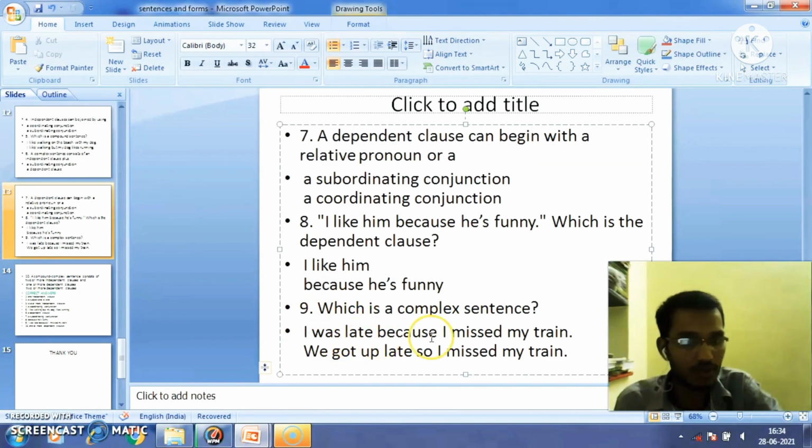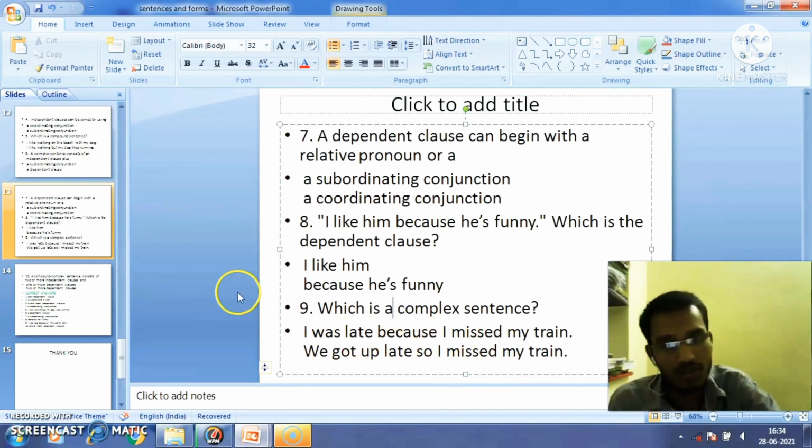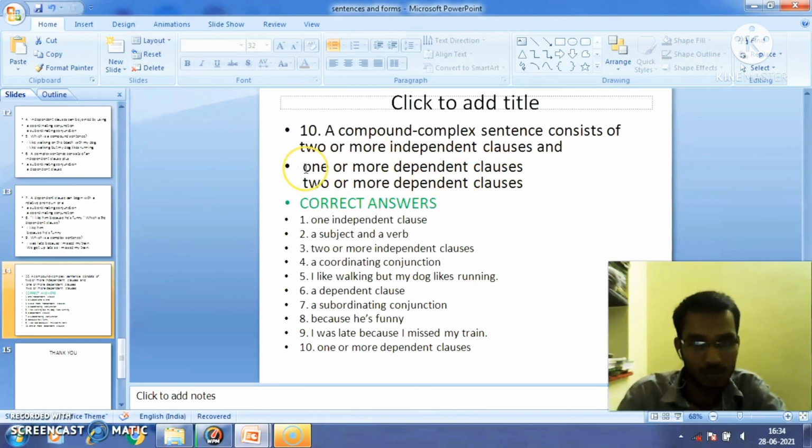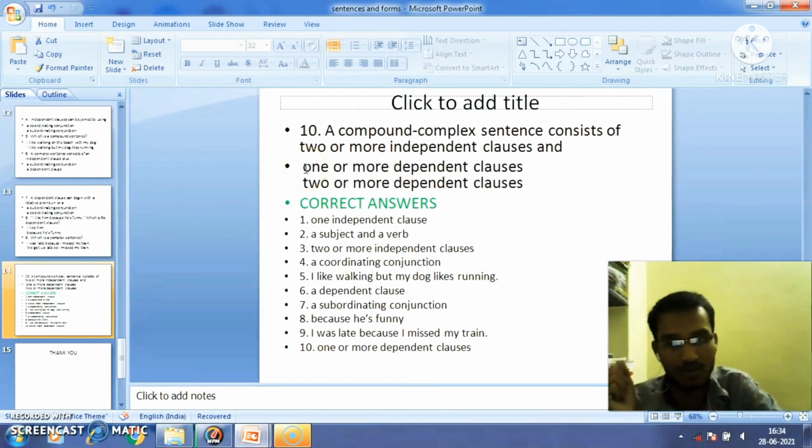I was late because I missed my train. We got up late, so I missed my train. Which is the complex sentence here? Here the complex sentence is I was late because I missed my train. Question number 10. A compound complex sentence consists of two or more independent clauses and one or more dependent clauses, or two or more dependent clauses. Here the right answer is one or more dependent clauses.